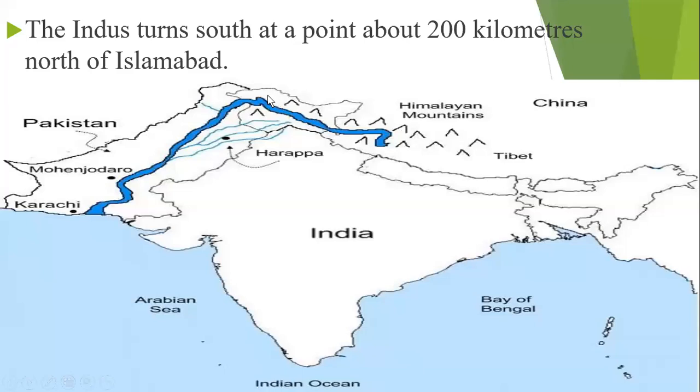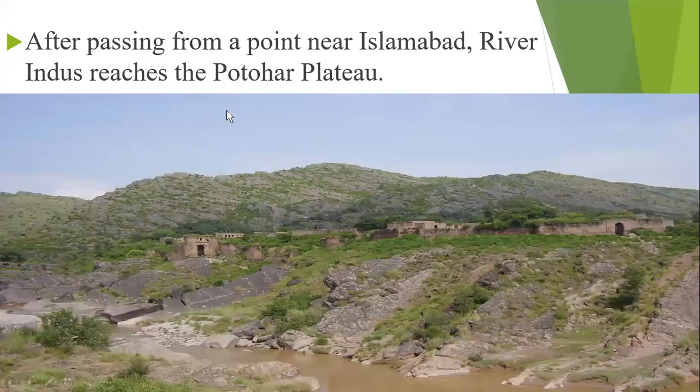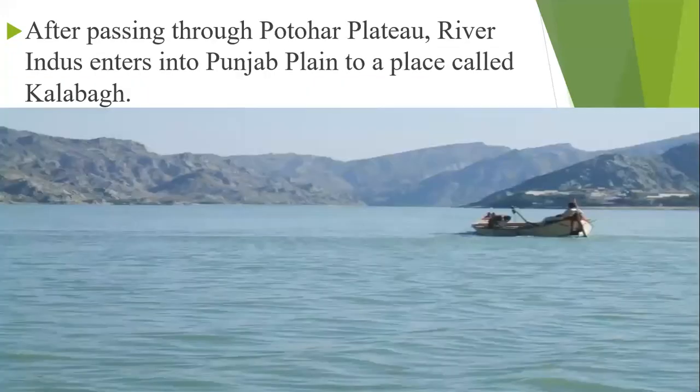So the Indus turns south at a point about 200 kilometers north of Islamabad. After passing from a point near Islamabad, River Indus reaches the Potohar Plateau. After passing through Potohar Plateau, River Indus enters into the Punjab plains at a place called Kalabagh.